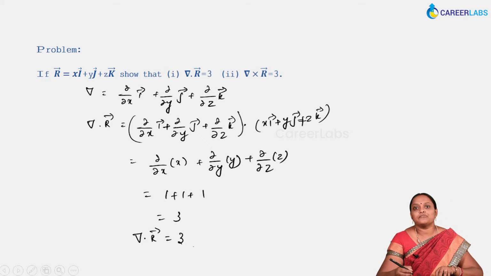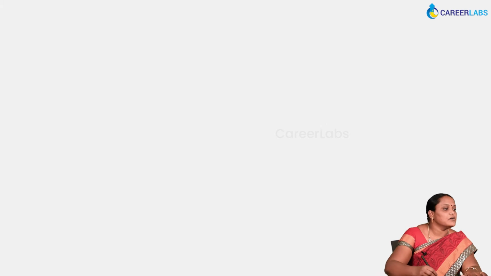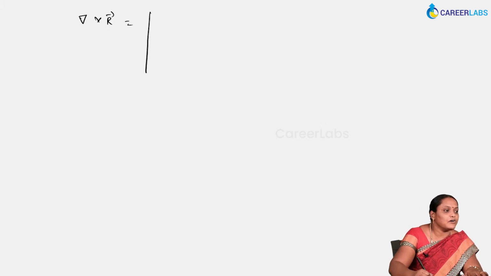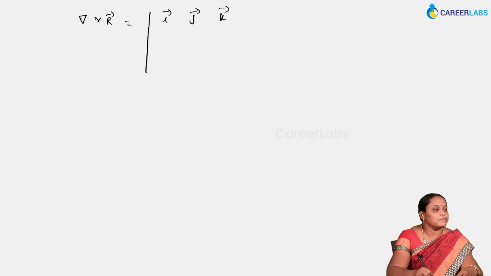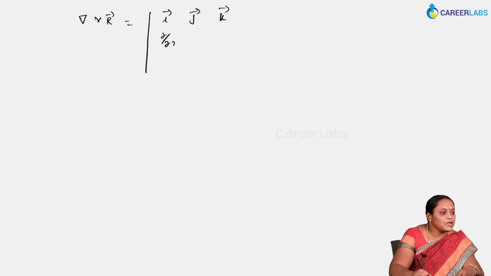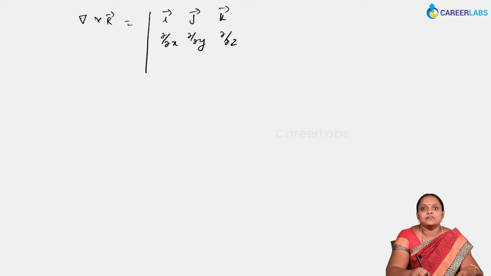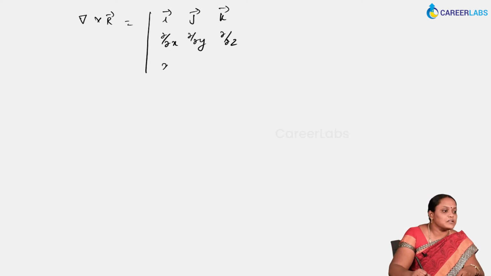And similarly, we need to find del cross r vector. So, now del cross r vector is given by the determinant of, in the first row, i vector, j vector, k vector, and in the second row, the components of del, that is dou by dou x, dou by dou y, dou by dou z, and in the third row, the components of r vector, that is x, y, and z.